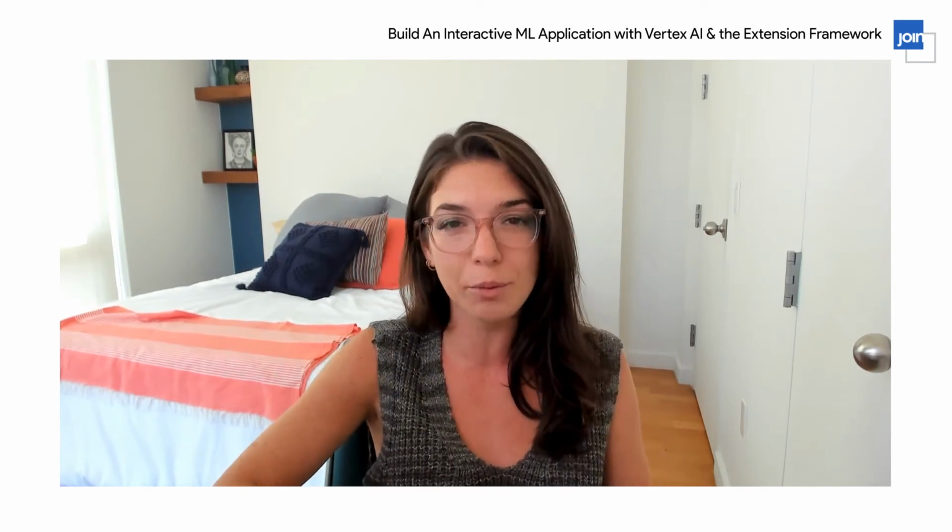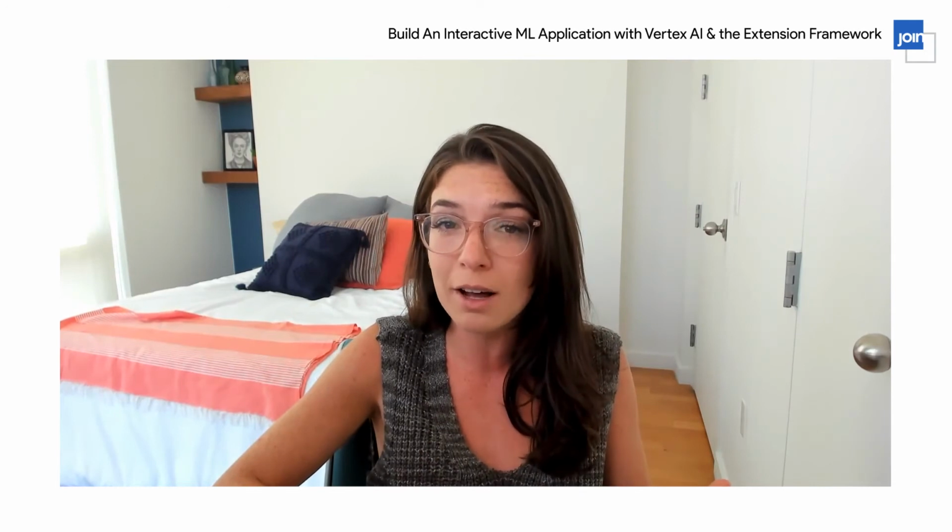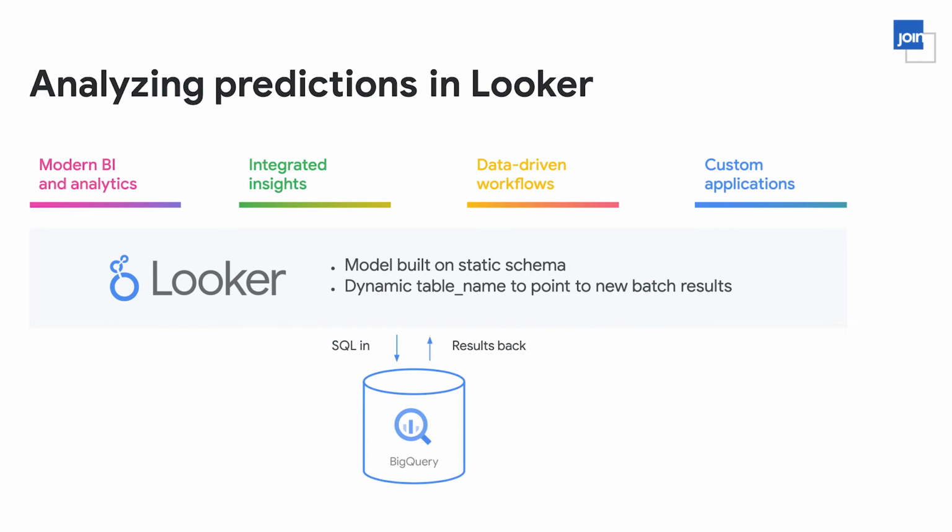Great, thanks so much for that demo, Sarah. Now you understand how to create and train your models in Vertex AI. And at this point, we have 2 different models that we're working with. But now let's talk about how we can actually give business users access to interact with these models and analyze the results in Looker. First, let's start with an overview of Looker's architecture.